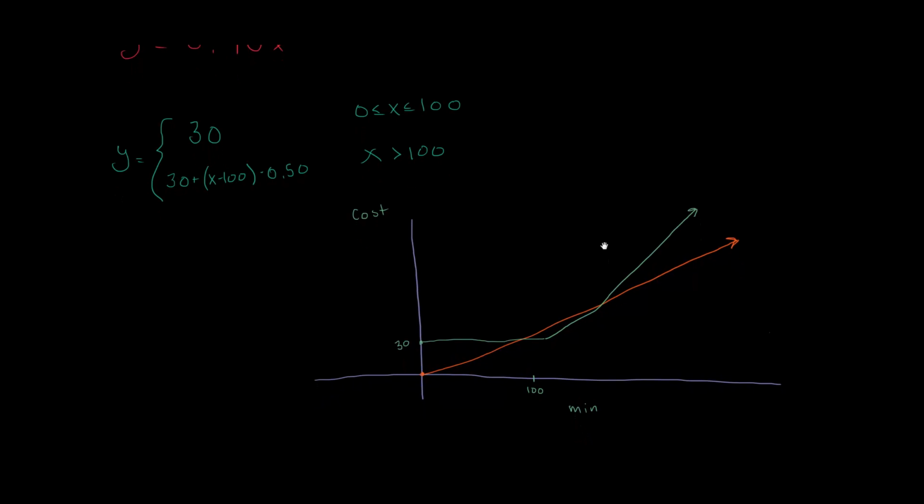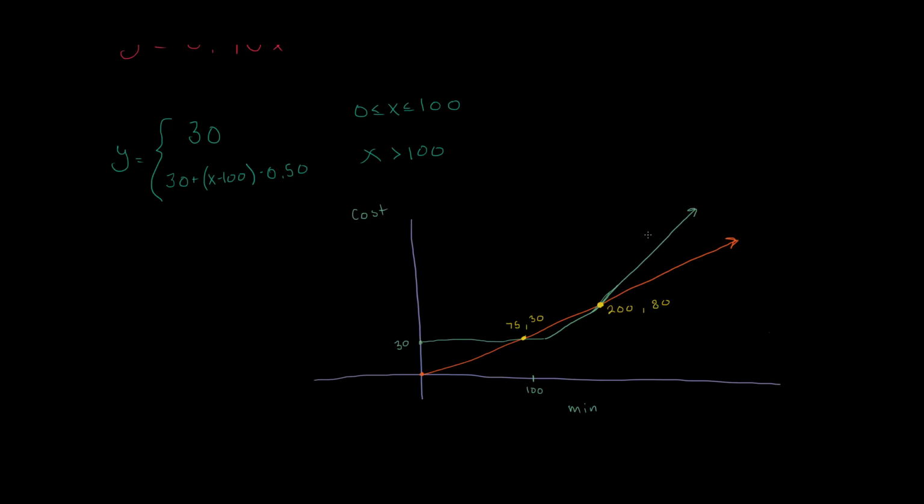Now that we have them graphed, let's take a look at what these intersection points mean. So we have two intersection points. One is over here, and one is over here. Now, if you graph these on a graphing calculator, you see that they intersect at 75 minutes, and they intersect again at 200 minutes. When they intersect at 75 minutes, the cost is 30, and when they intersect at 200 minutes, the cost is 80.